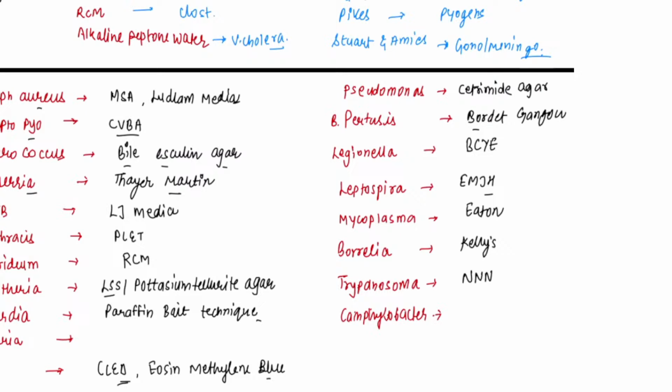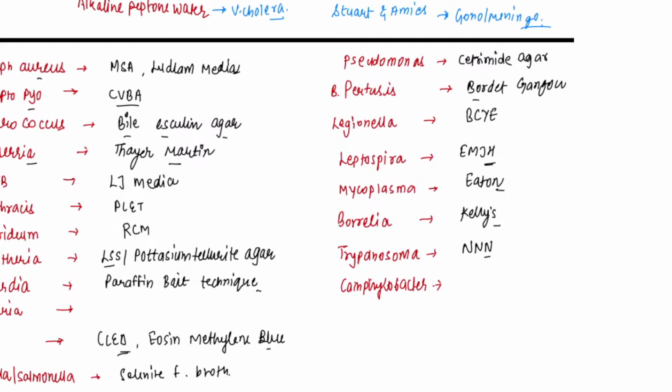For Leptospira we are having EMJH. For Mycoplasma we are having Eaton's media. For Borrelia we are having Kelly's media. For Trypanosoma we are having NNN media. And lastly we are having Campylobacter, and the media is Skirrow's media.